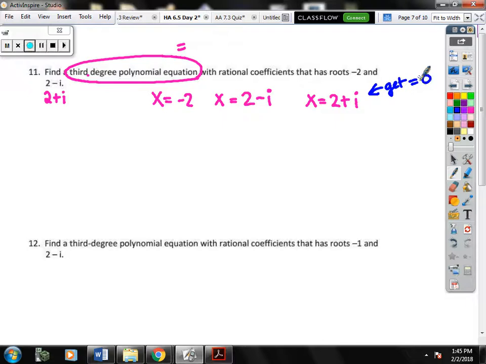Using inverse operations. So I'll add 2 to both sides. I'll get x plus 2. That's going to be one of my factors that I'm going to FOIL. Now to move this around, you have to subtract 2 and add i. Be really careful that your i's don't look like 1s. And then on the second one, we would subtract 2 and subtract i.